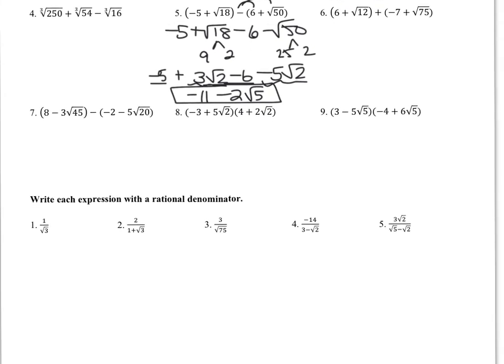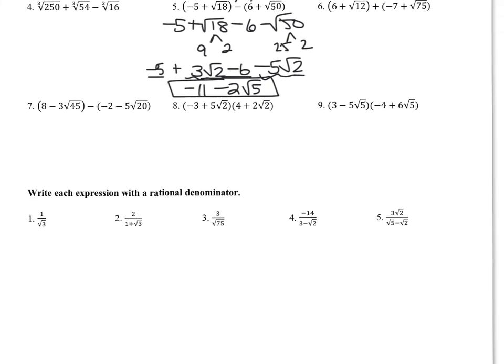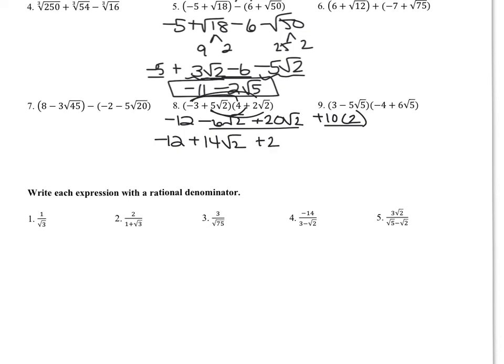So let's now try 8. I've got to double distribute. So I get negative 12 times negative 6 rad 2 plus 20 rad 2. And now I have plus 10 times rad 2 times rad 2, which is just times 2. So this is negative 12. And then I can combine these and make plus 14 rad 2. Plus 10 times 2 is 20. So now that's just 8 plus 14 rad 2.